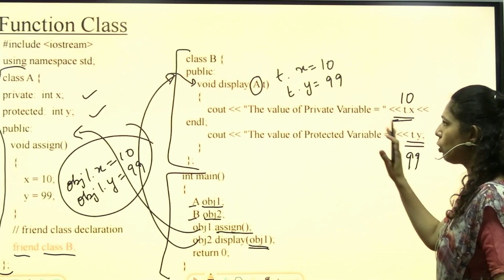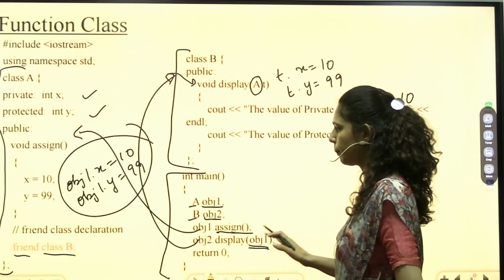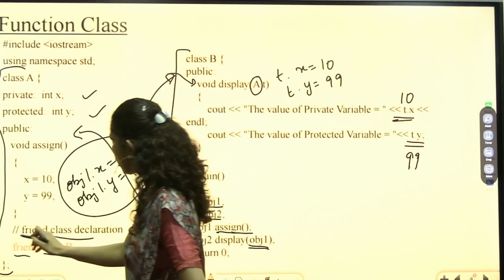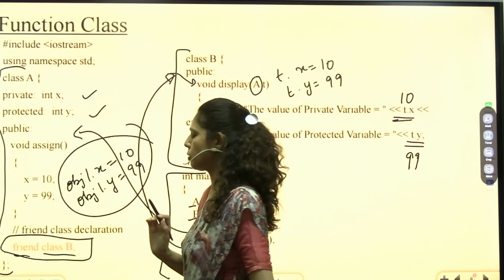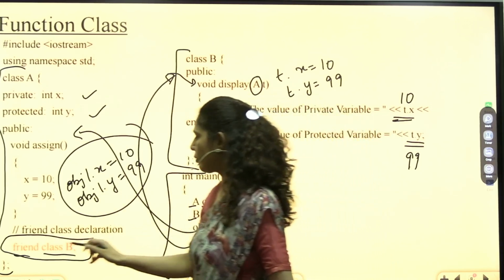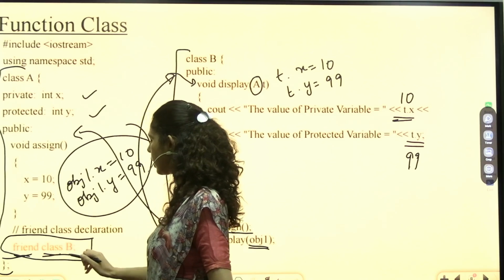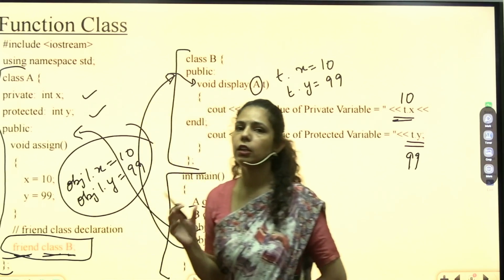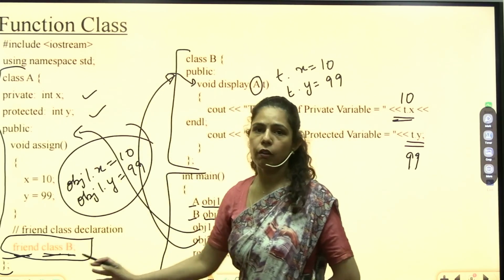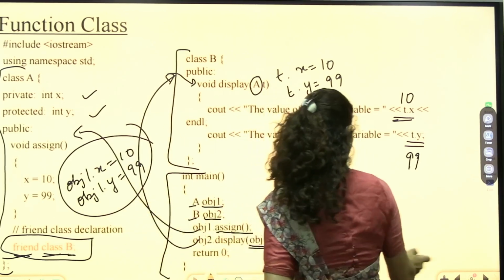So this is how you work with a friend class, okay? And this is how to declare your friend class using this very simple syntax. You will write the friend keyword, then class, and the name of the class that you want your class to be friends with. So this is how you will write.